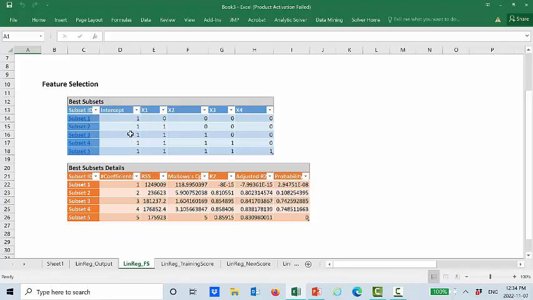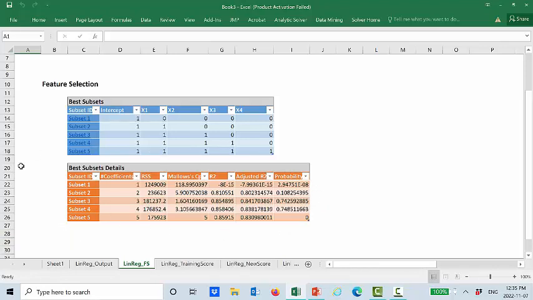Subset 3, if I have to have 2 predictors, then it should be x1 and x2. They are the best 2. It's better than x1 and x3, or x1 and x4. Subset 4, if I want to have 3 predictors, should be x1, x2, and x3, but not x4. Then the last subset is when I have all my predictors, so I'm back to the original model.